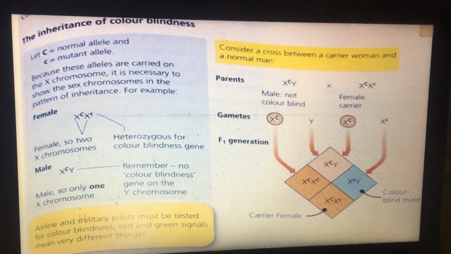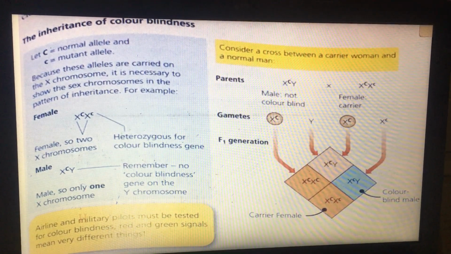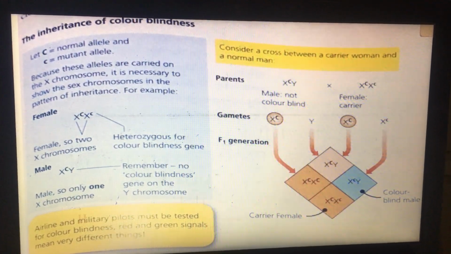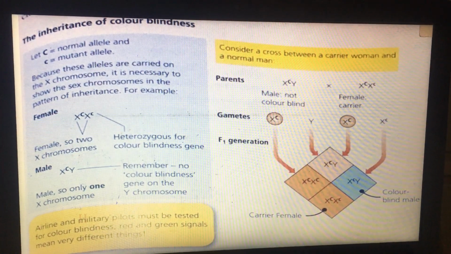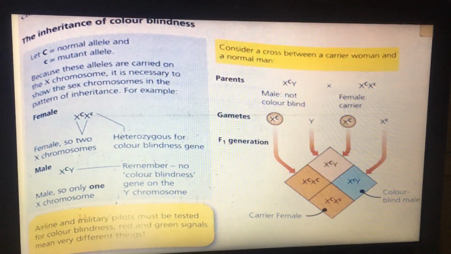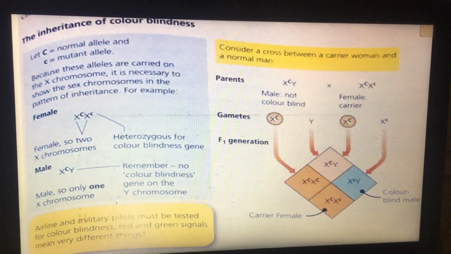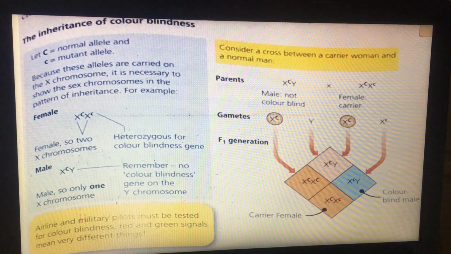So here we have C capital, C small. So this female is heterozygous because she has a dominant and a recessive allele. So this female is a carrier for color blindness, but she's not affected. She's carrying the color blindness gene, but she's not color blind.